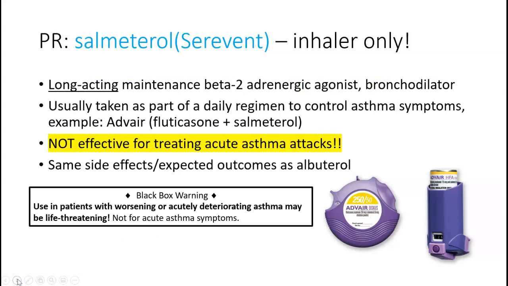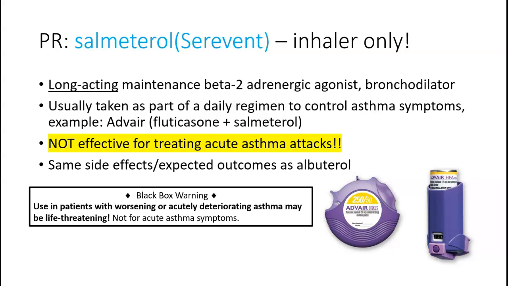Okay, salmeterol. This is also a beta-2 adrenergic agonist, but there is a huge difference between this and albuterol, and that is this is a long-acting maintenance drug, which means if you take it for an acute asthma attack, it is not going to help. So if I go out for a walk or a run or hike and I start getting wheezy, I can't pull this out of my pocket and use this. It is not going to help me in that kind of rapid, I need it right now way.